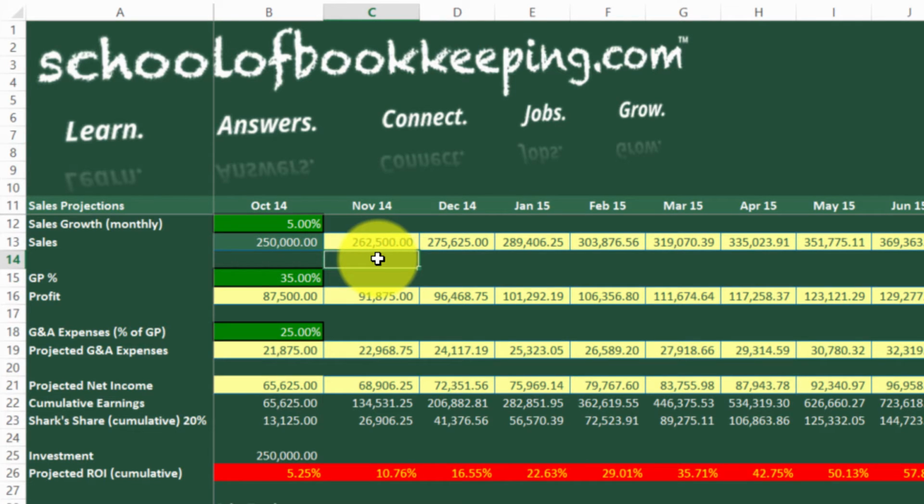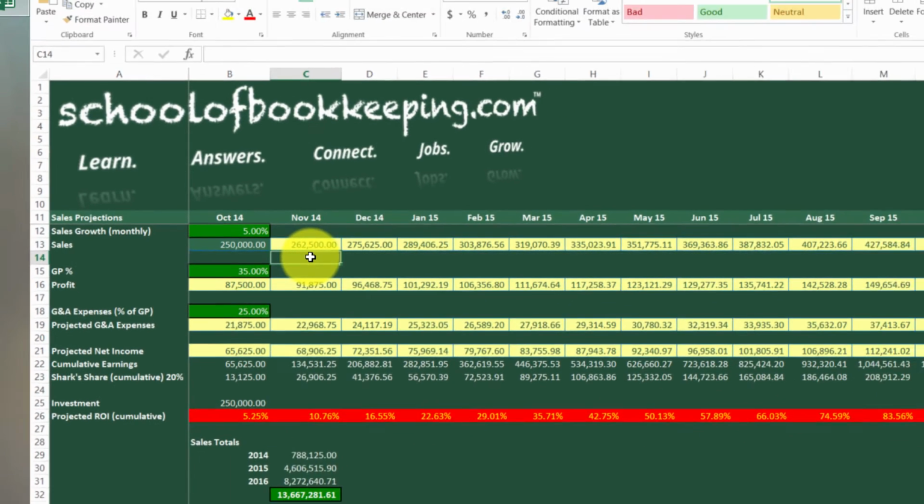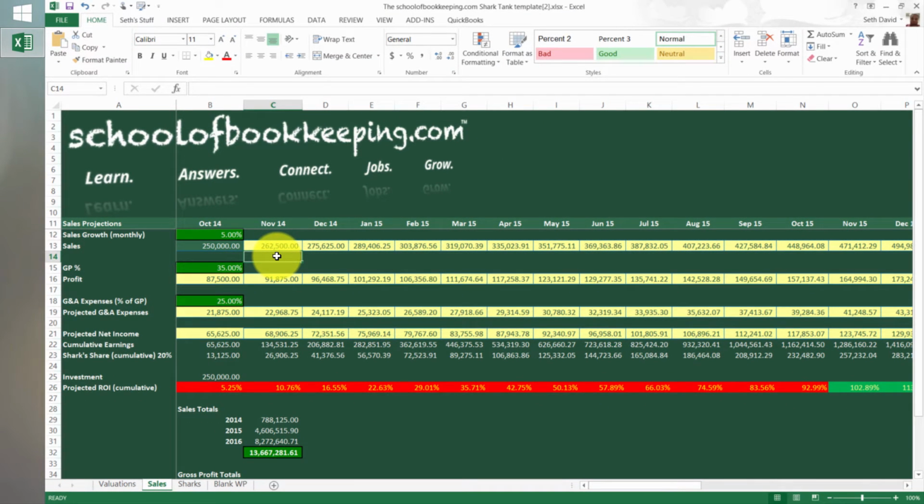Now, you have to make sure this is realistic, which means you have to be able to support and prove it to a shark. And remember, these guys know their stuff, so you can't try to BS them. It has to be legit. But you want to go to them and prove these numbers out.